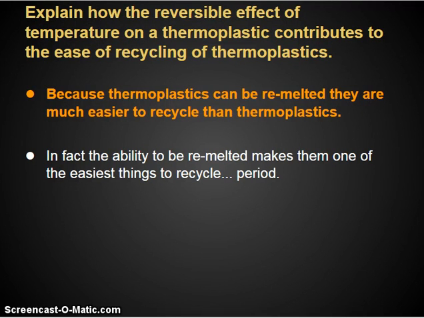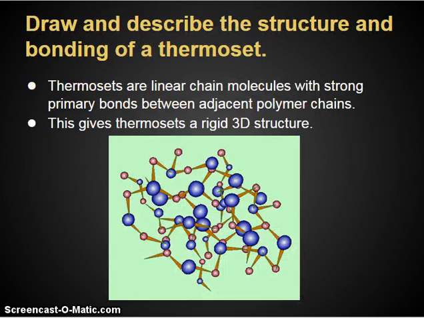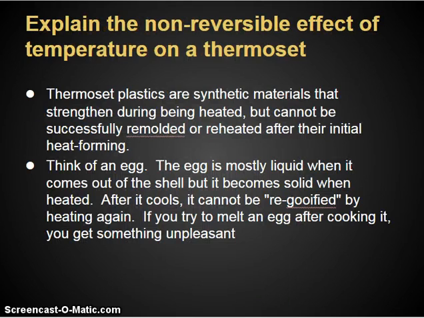In fact, the fact that you can remelt them makes them one of the easiest materials of anything to recycle. With the exception of metal, plastics are probably the easiest thing to recycle. Metals melt down just as easily, but plastics also melt down. Paper is probably one of the more difficult things to recycle because it needs to be shredded and reprocessed, and that actually takes quite a few chemicals to make that happen. Now, you need to be able to draw and describe the structure and bonding of a thermoset plastic.